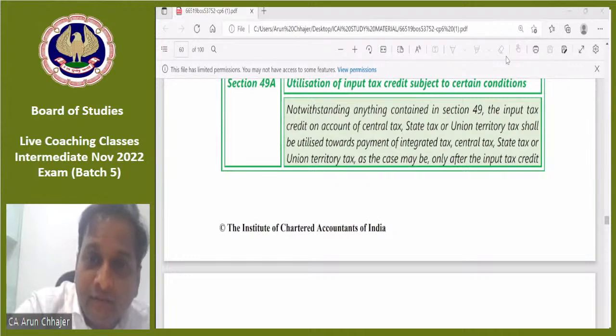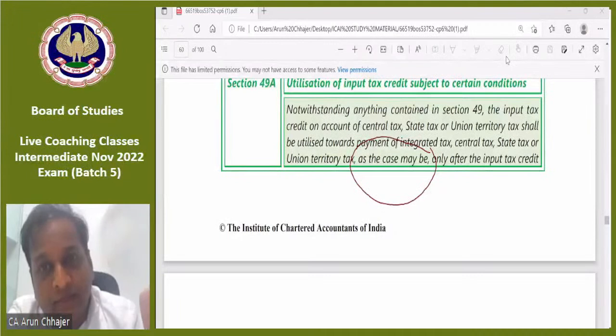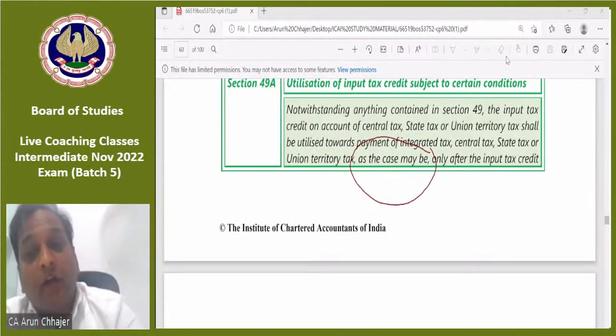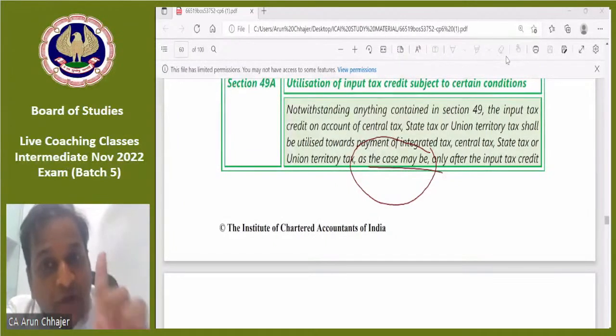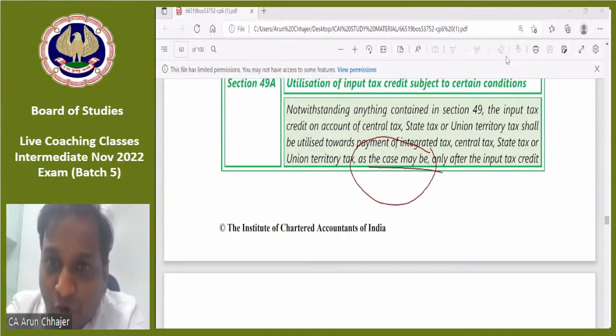See, please read this word, as the case may be. They are overriding 49, but according to the concept that they have given, they are overriding only to the extent of the utilization order. Only to the utilization order.